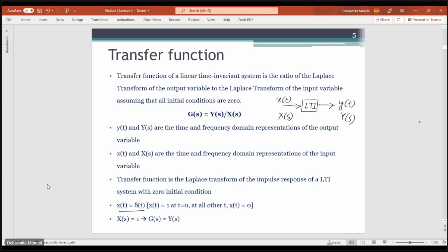Now, if you take the Laplace transform of this impulse signal x(t), that gives you X(s) equal to 1. If you substitute X(s) equals 1 in this equation, then you see that G(s) will be equal to Y(s). So from here you can say that if you have a linear time invariant system and you are providing an impulse input to that system, whatever output you get, the Laplace transform of that output will be nothing but the transfer function of the system. Okay.